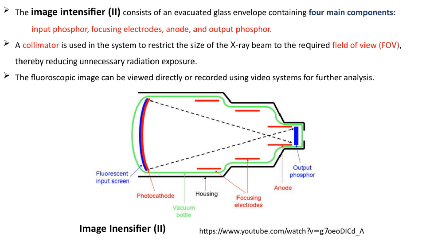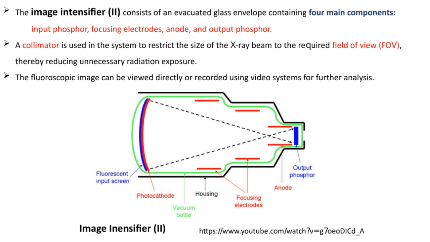This device helps restrict the X-ray beam to only the necessary area, which reduces unnecessary radiation exposure for the patient and staff. It essentially ensures we're imaging only what we need to see. And once the image is produced, it can be viewed directly on a monitor for real-time assessment, or it can be recorded using video systems. This recording capability is especially useful for detailed analysis later on or for documentation purposes.